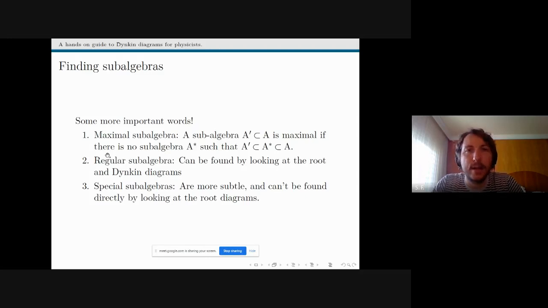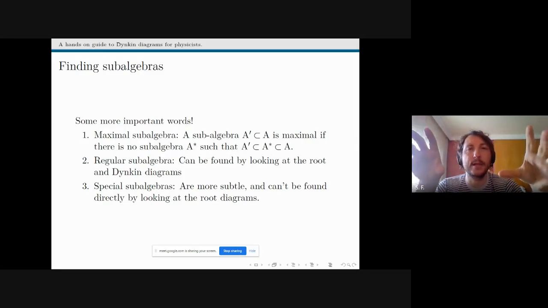Now, in what I'm going to describe now, I'm going to be talking as much as possible about maximal subalgebras, because once you've found a maximal subalgebra, you can find any other subalgebras in sequence, right? So I'll discuss for the most part just finding maximal subalgebras. Now, the maximal subalgebras break up into two kinds. There are the regular subalgebras and the special subalgebras. Regular subalgebras, you can find them by looking directly at the root diagrams and directly at the Dynkin diagrams. So these are the ones we're going to focus on.